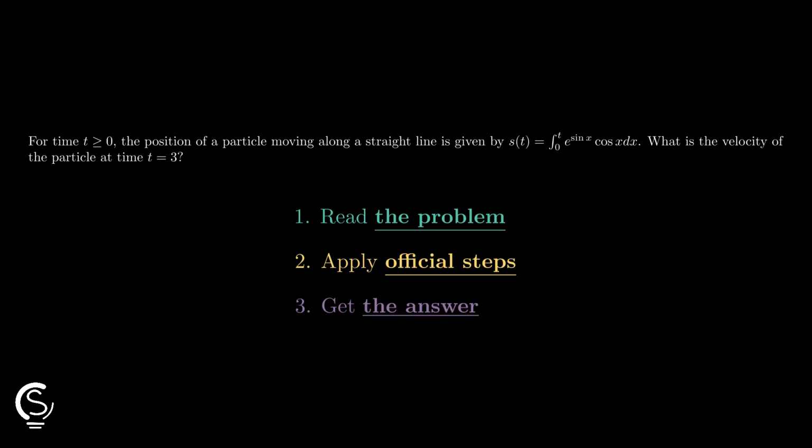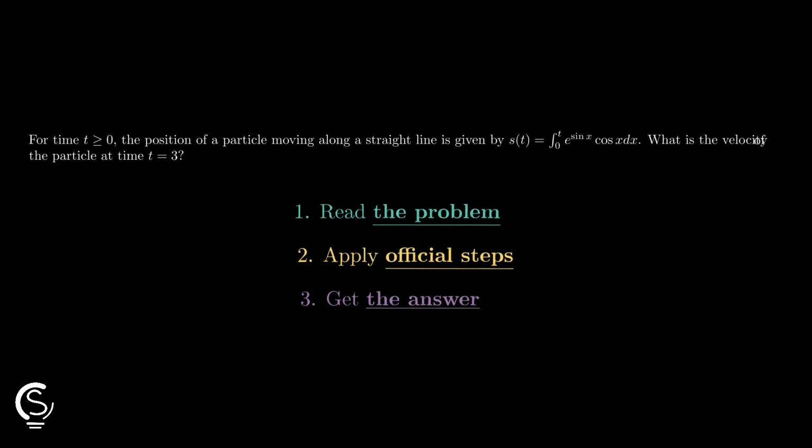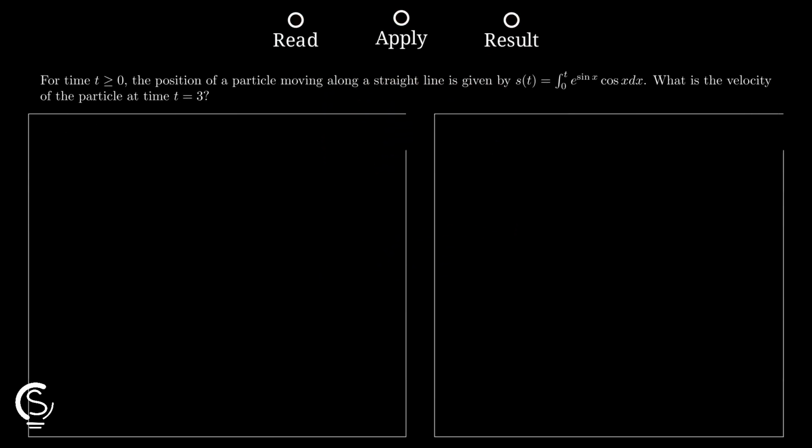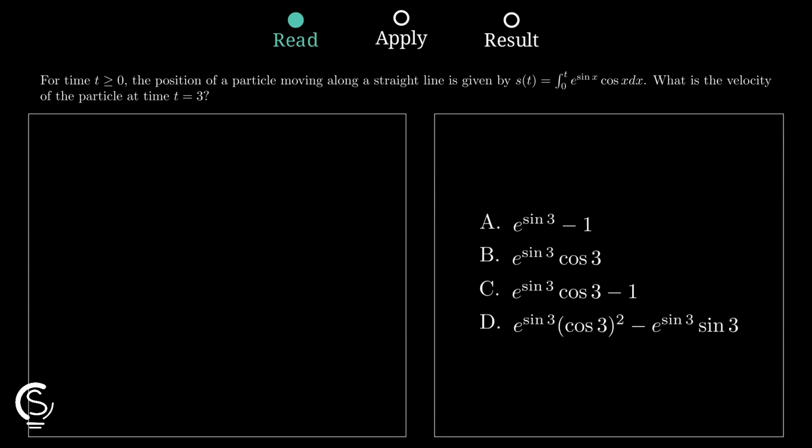Velocity from an integral looks scary, but this is quick because the fundamental theorem of calculus gives the derivative instantly at t equals 3. We are given position, s of t, and velocity means s prime of t. So our whole job is simply differentiating that integral expression correctly.